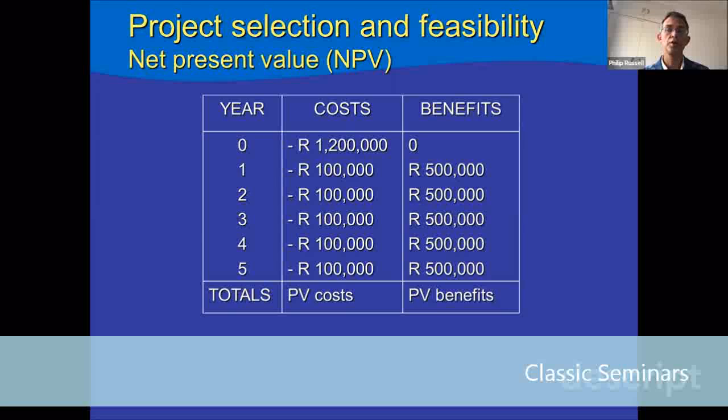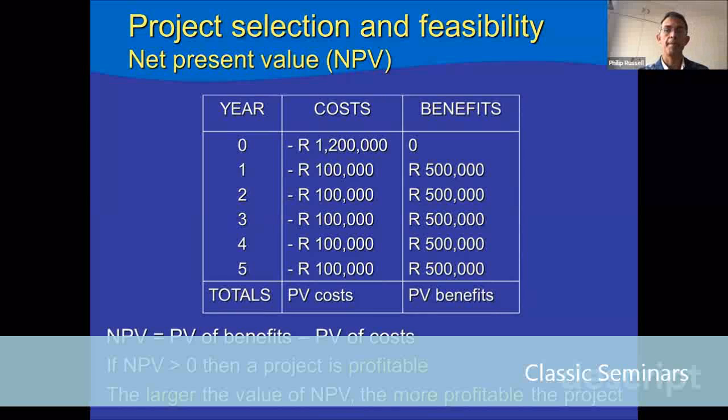So at which point do the costs equal the benefits? That's at year 3. So if you add up 1.2 plus 100 plus 100 plus 100, that's 1.5 million. And if you add up the benefits from years 1, 2, and 3, that's 1.5 million. 1.5 million on the left for costs, 1.5 million on the right for benefits.